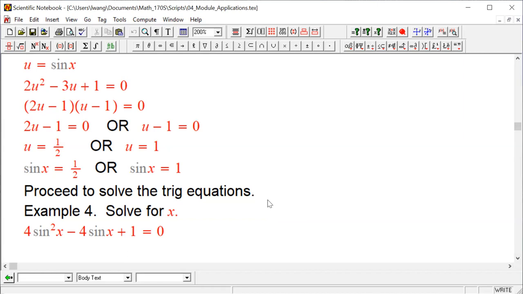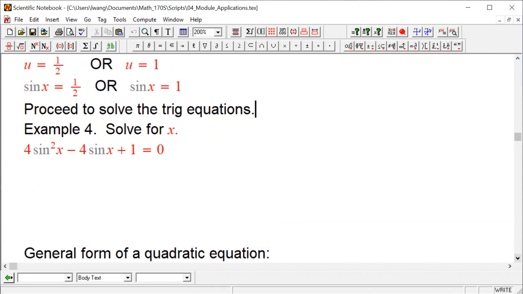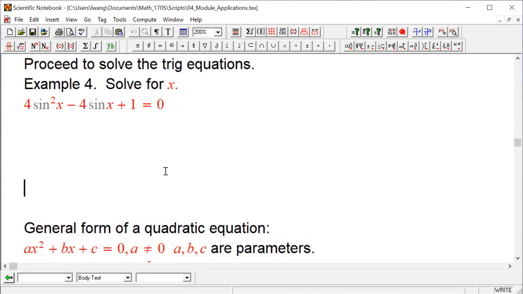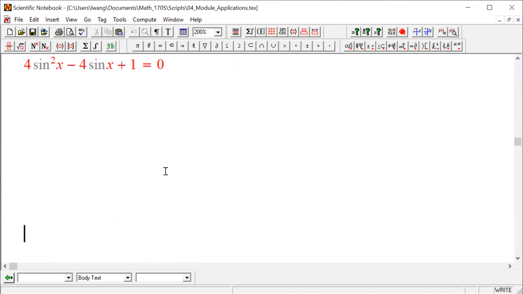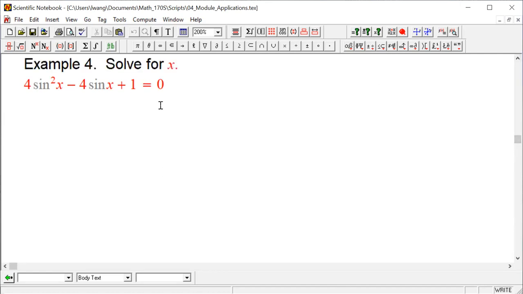The last example we have here, of course, solving these quadratic equations, you can use any method you want. You can use the formula, factoring, or completing the square. And in example number 4, once again, we can introduce u equals sine x, and we will have 4 times u squared minus 4u plus 1 equals 0.